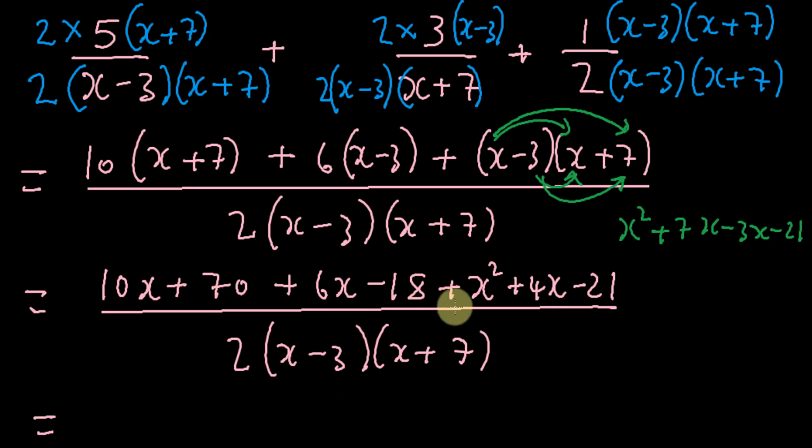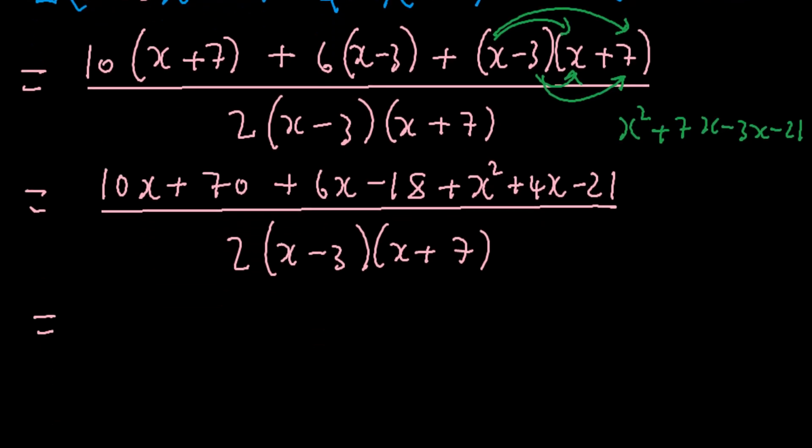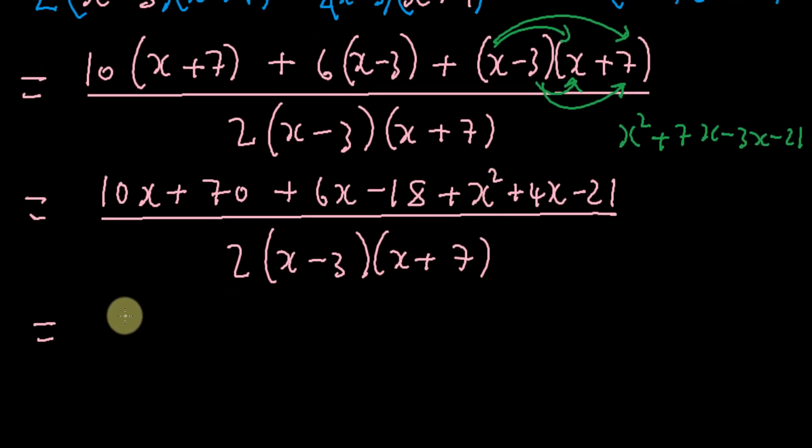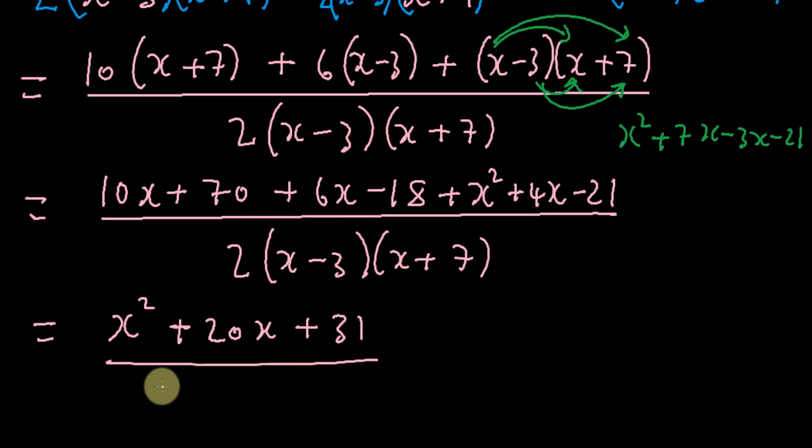Now we add like terms in the numerator. So we have x squared, 10x plus 6x is 16x, plus 4x is 20x. 70 minus 18 is 52, minus 21 is 31. And this is our answer.